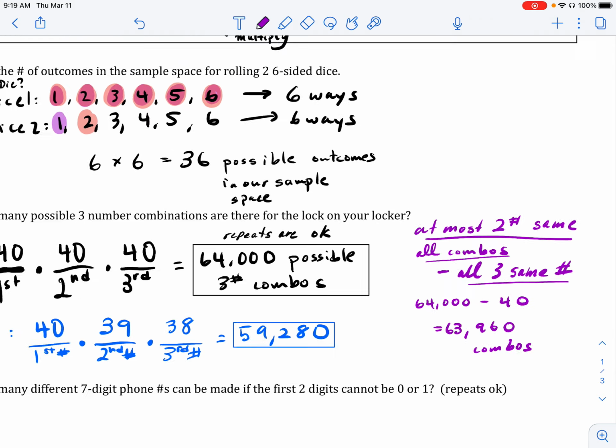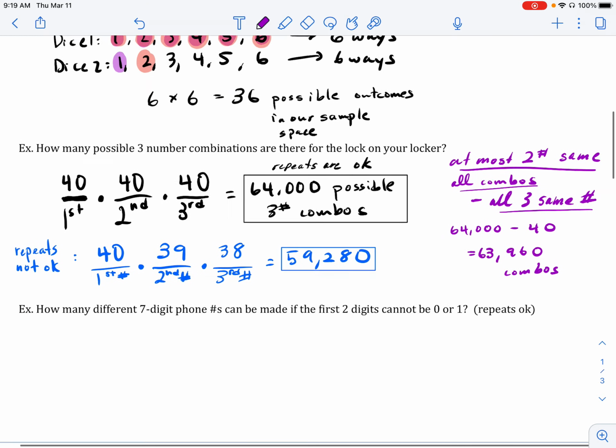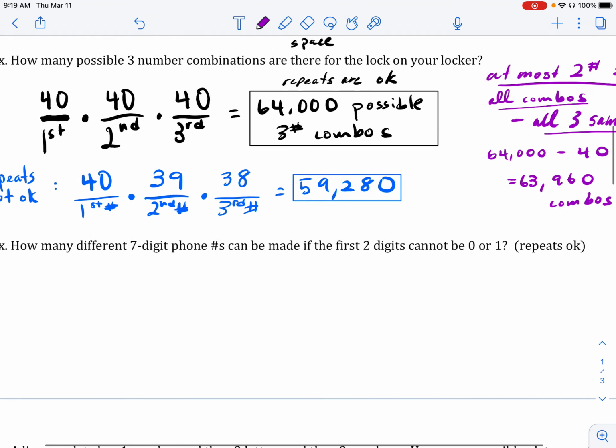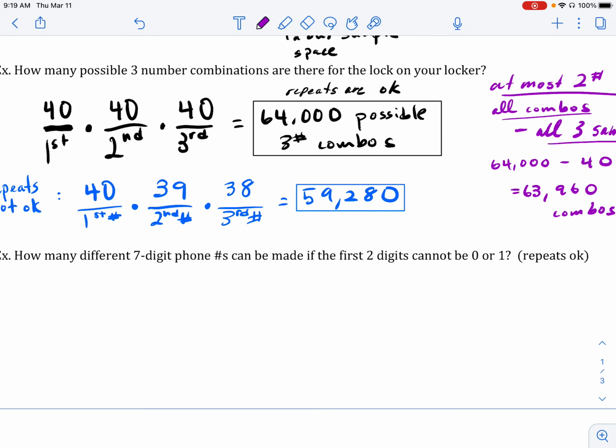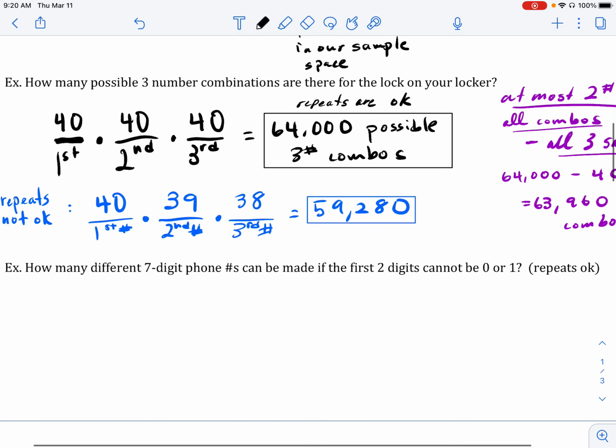Okay. All right, let's try another problem. How many different 7-digit phone numbers can be made if the first two digits cannot be 0 or 1? I know you're not really used to typing in numbers anymore in your phone. You have everyone on speed dial or saved contacts. But if you remember the days when we actually used to enter phone numbers in, let's think about that. And repeats are going to be okay here.